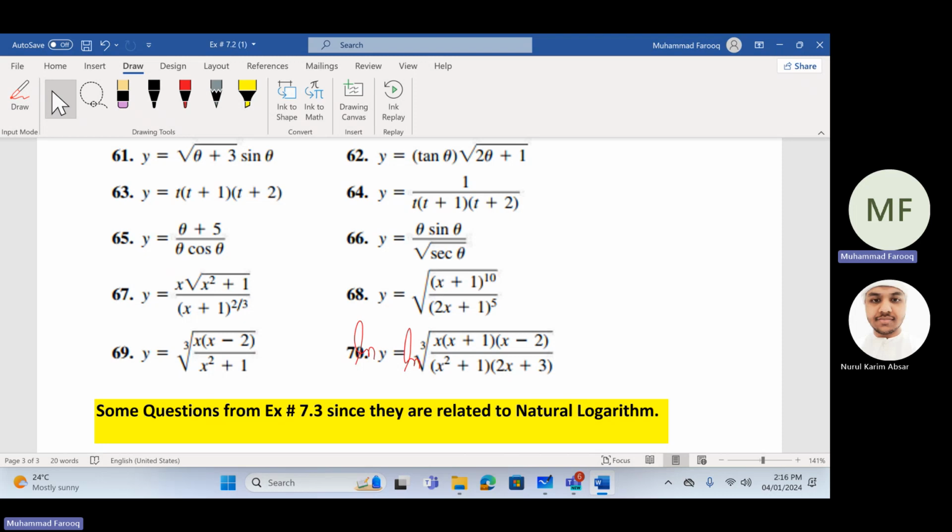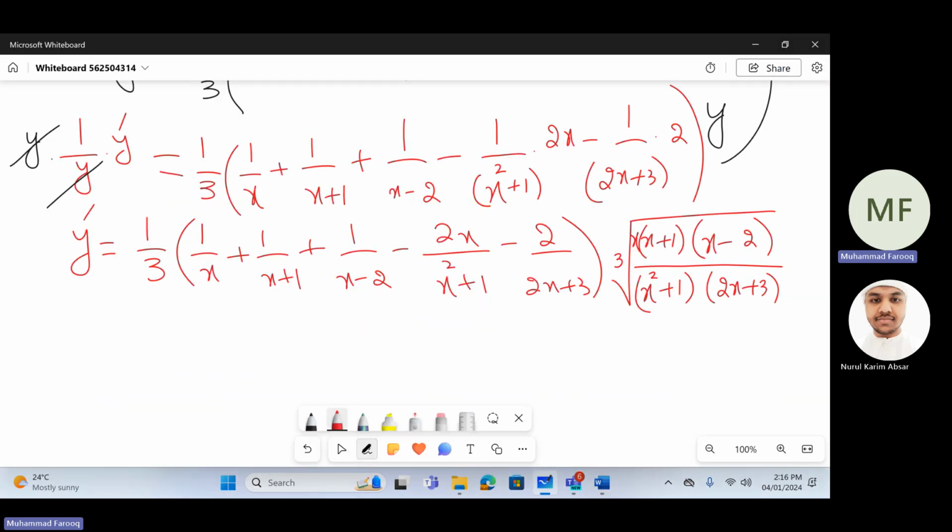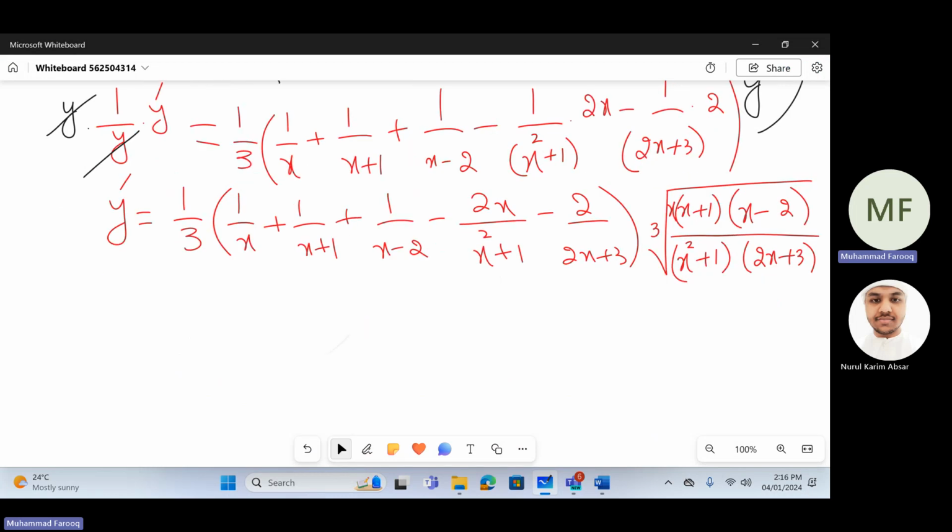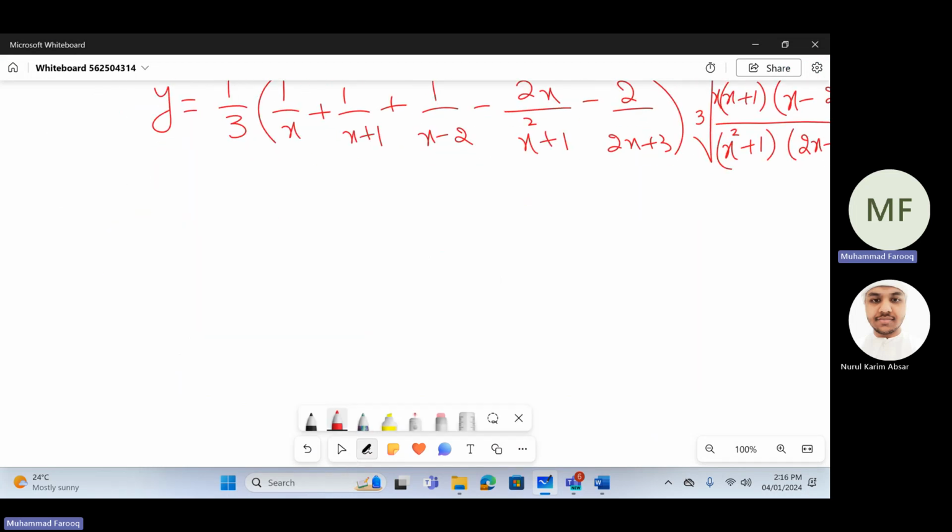68? 67. 68. Okay, I think go 68, it's fine. Or both. So (x plus 1) power 10 divided by (2x plus 1) power 5, it has power and power. Okay, we can go for that. You can multiply the power with the powers, like half times 10. Yes, actually, we have two options. Both means any one option we can use, no problem.